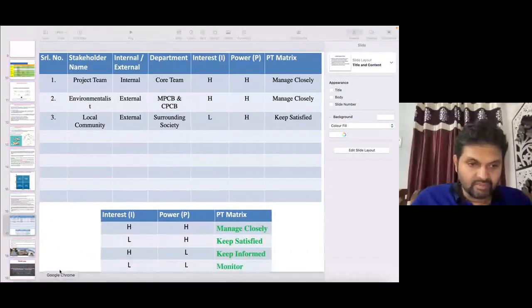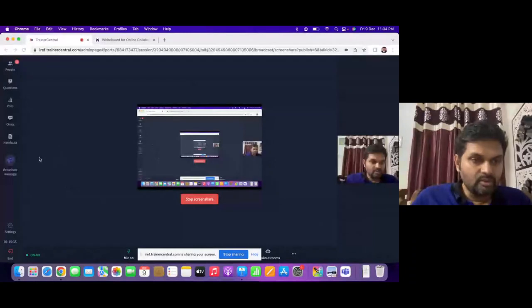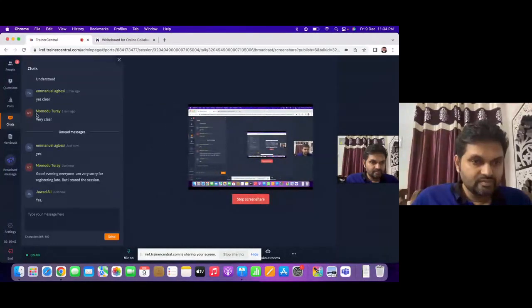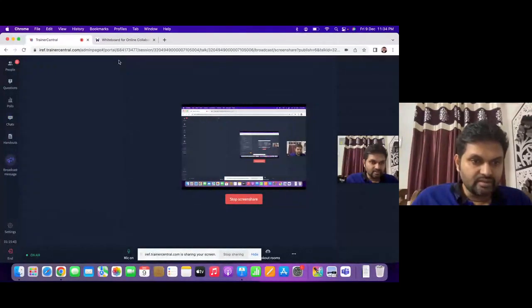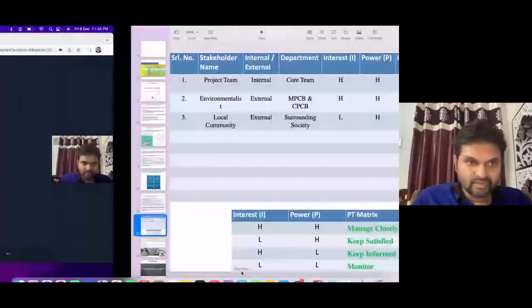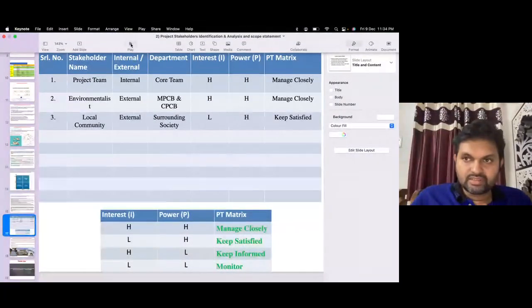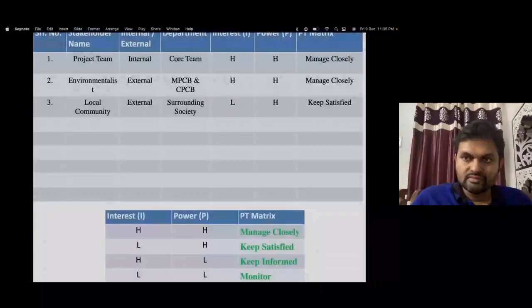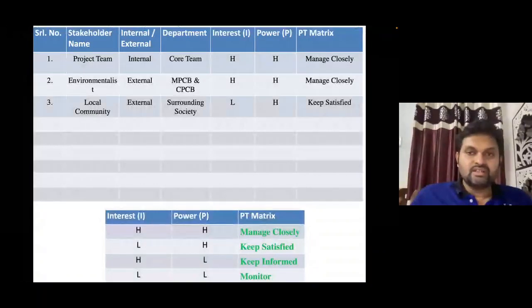Okay, I hope everyone is able to see the shared screen. Just let me know by saying yes if everyone is able to see the screen. Are you able to see the screen? Okay, good enough. I will be sharing the screen.